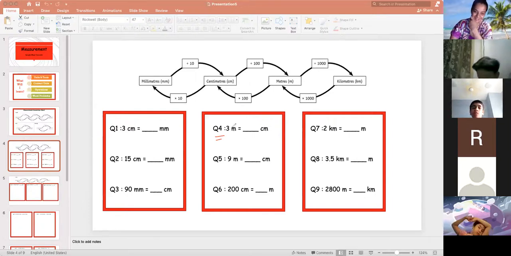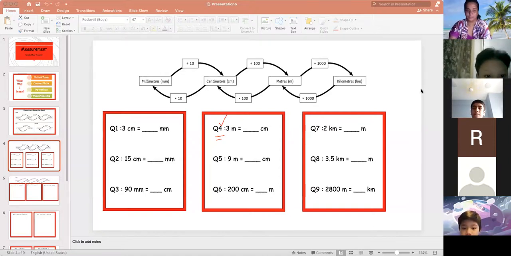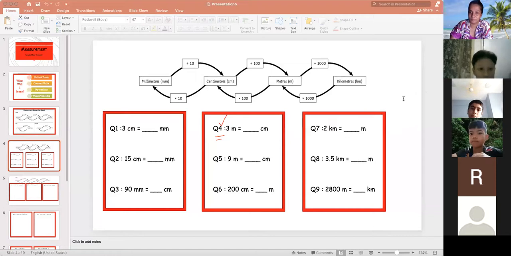Okay. All right. Okay, question 4. Maybe now I want you to use your chat. Go to your chat function, all of you. Answer question number 4 for me. 3 meter. How many centimeter? Private message. Jangan publish your message to everyone. Go choose. Message to who? Message to me. Okay? Very good. Put in your answers. I want to see some answers.